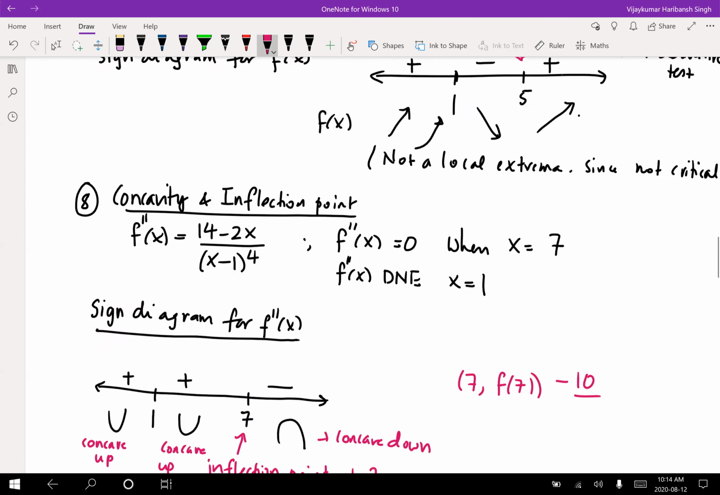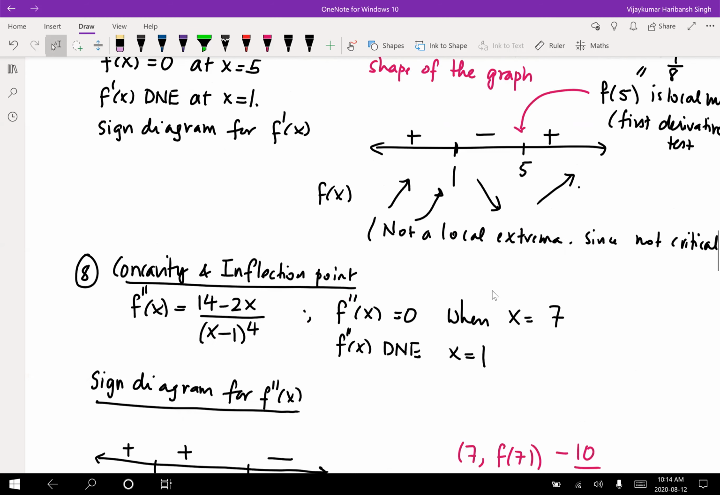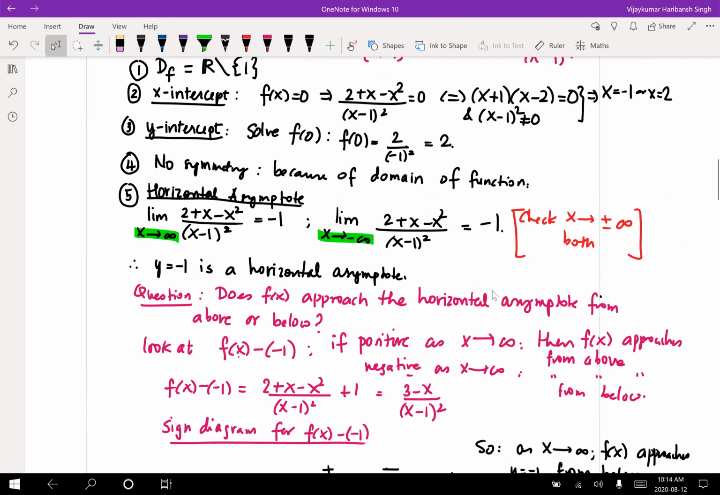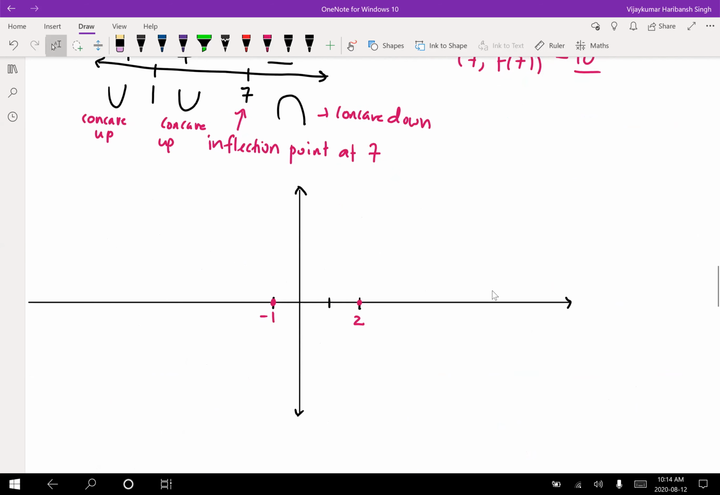Okay. Now what about the y-intercept? So the y-intercept is 2. So f of 0 is 2. So that means it will cut the y-axis at 2. So this is your y-intercept.